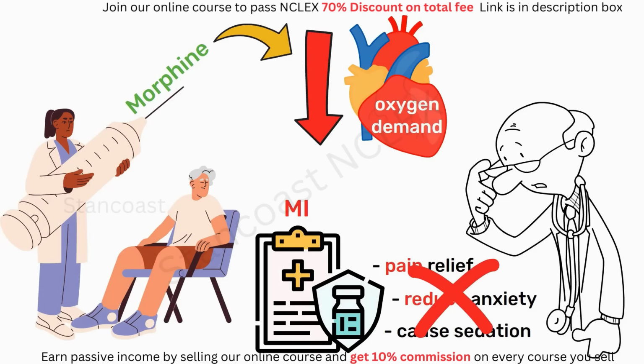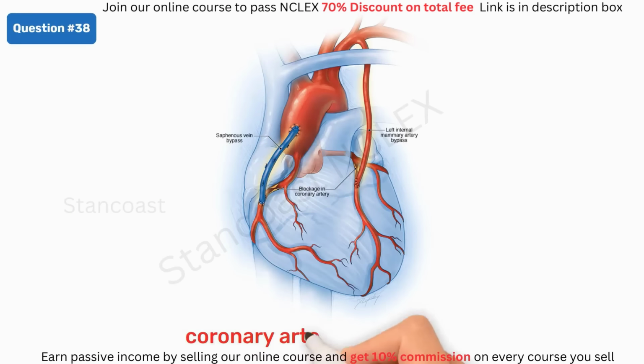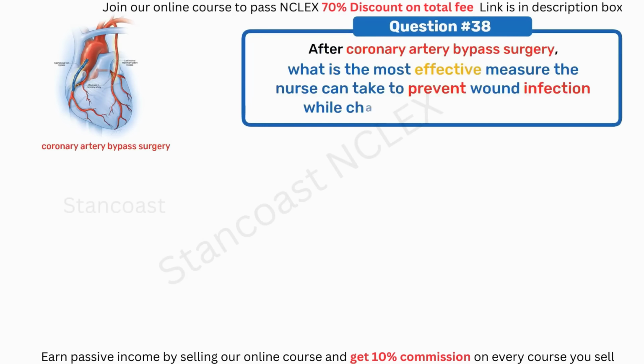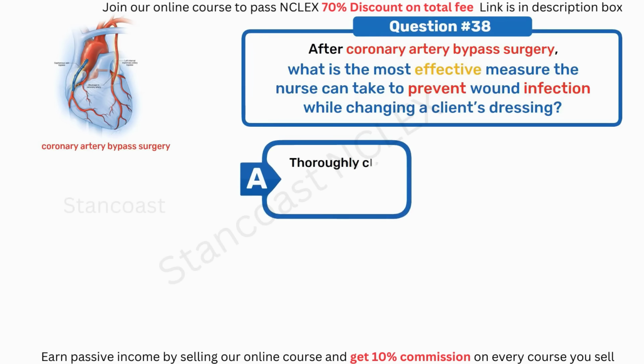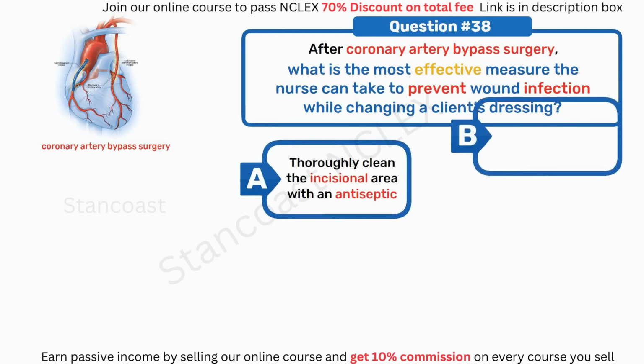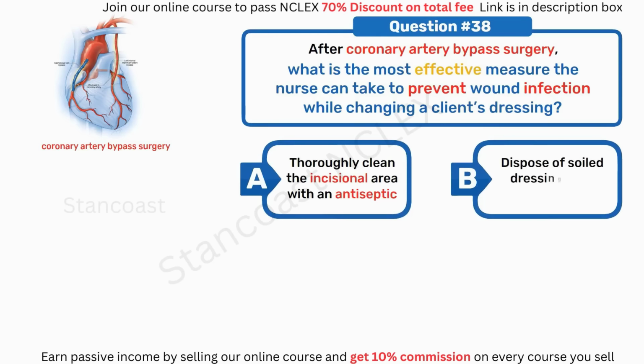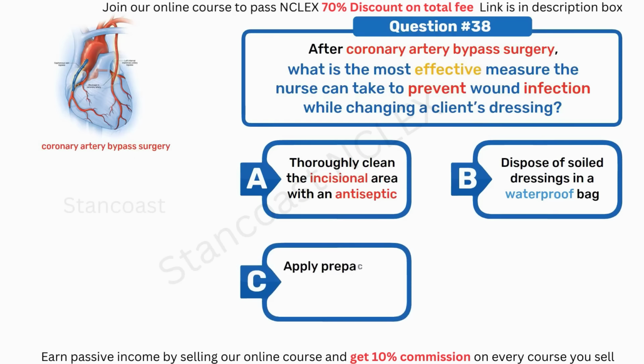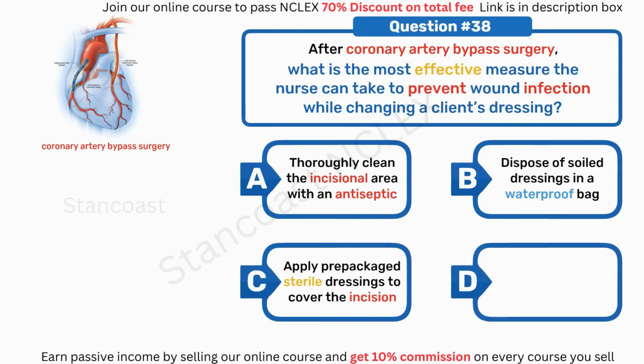After coronary artery bypass surgery, what is the most effective measure the nurse can take to prevent wound infection while changing a client's dressing? A. Thoroughly clean the incisional area with an antiseptic. B. Dispose of soiled dressings in a waterproof bag. C. Apply prepackaged sterile dressings to cover the incision. D. Adhere to rigorous hand-washing procedures.